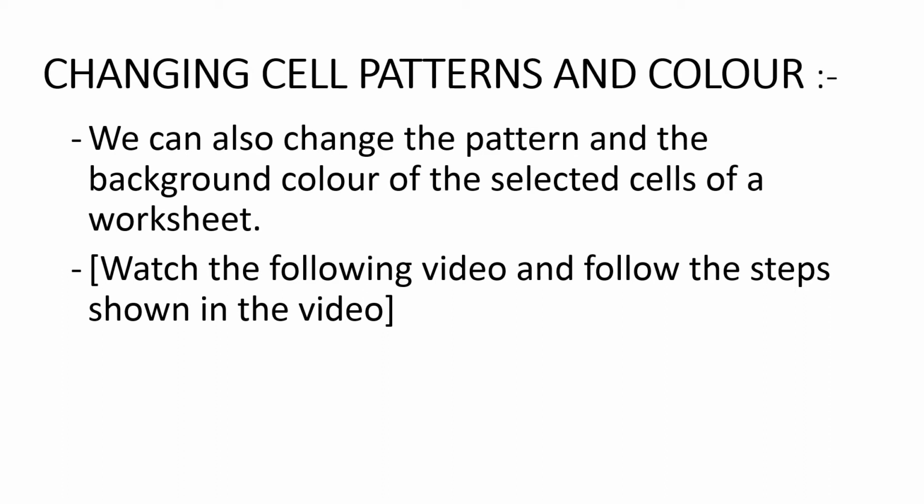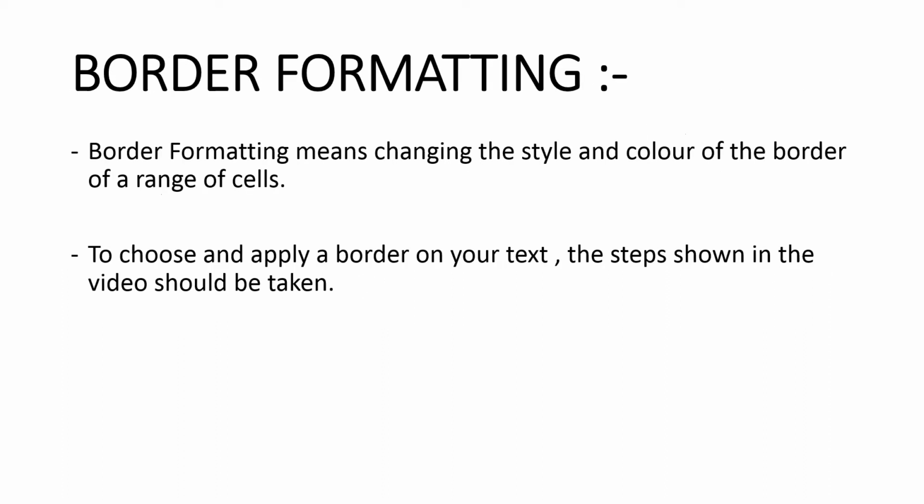So moving on. Now, the next concept is border formatting. Border formatting means changing the style and color of the border of a range of cells. Suppose there is a certain range of cells and you have to change their borders. You can do that using the border formatting steps. Now to choose and apply the color on your text, you have to follow these steps that will be shown in the following video.